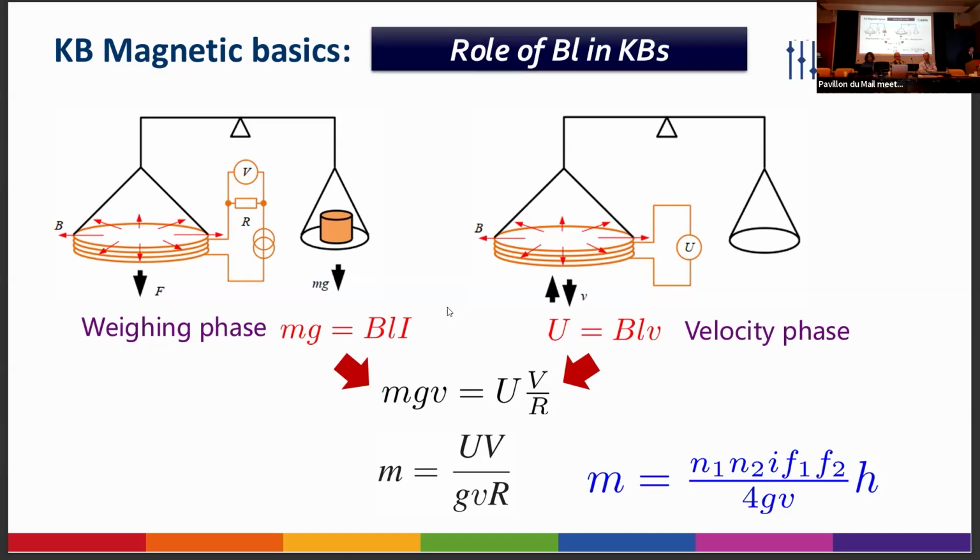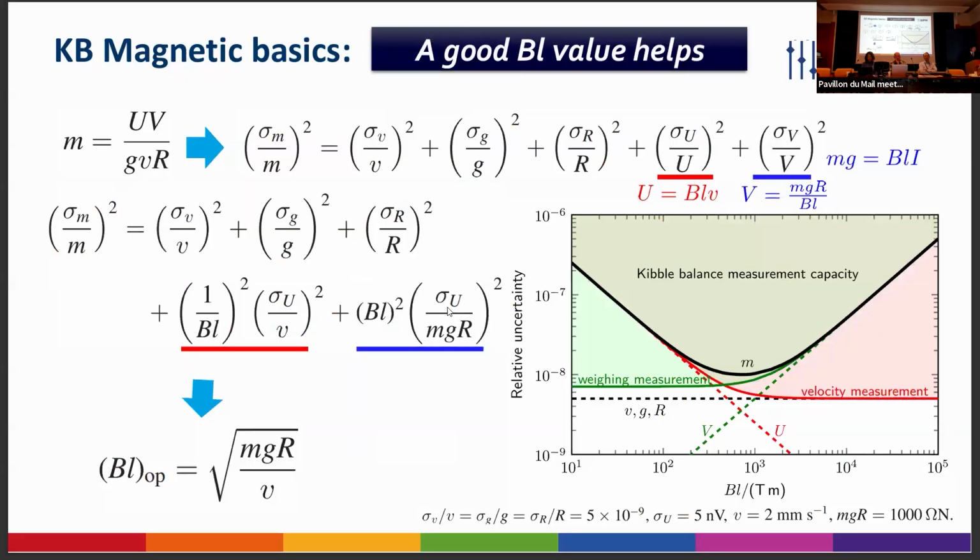So then we can get the mass determination equation. But you don't see BL in the final mass determination equation. BL is very important for linking these two phases. So it's highly clear, right? If you put a quantum electrical standard into this equation, you get a link between the mass and the Planck constant.